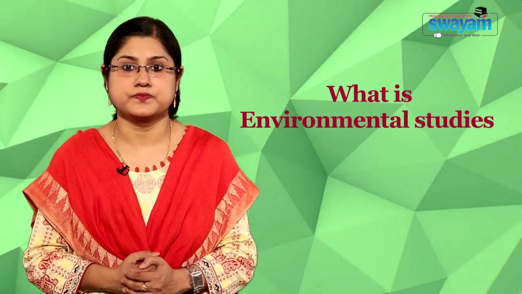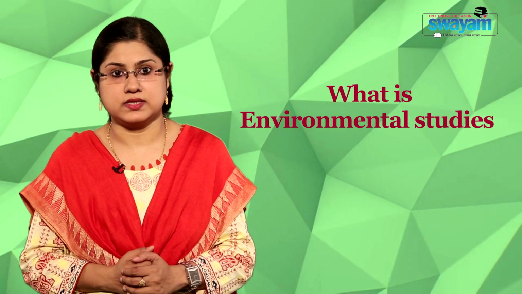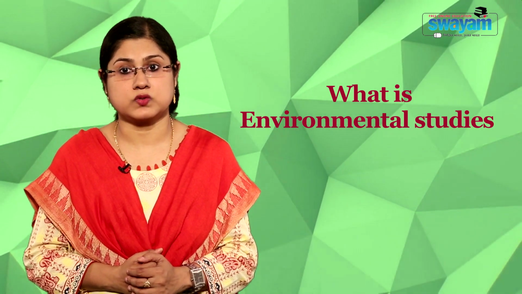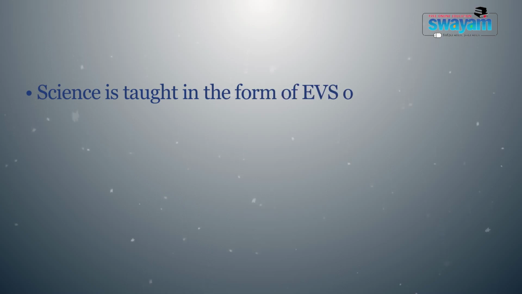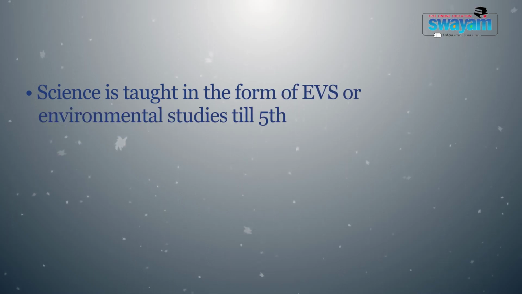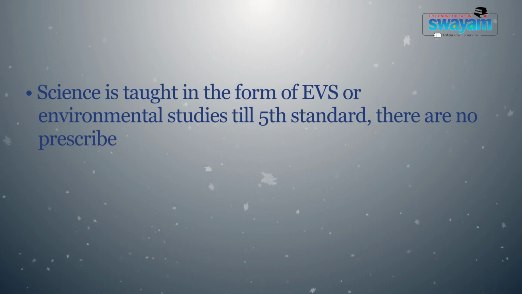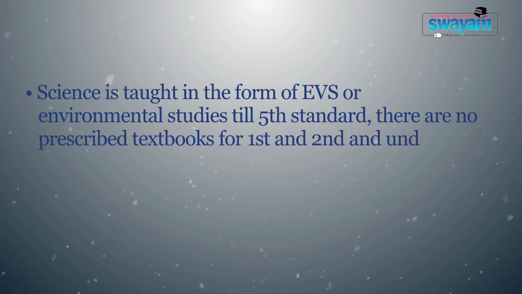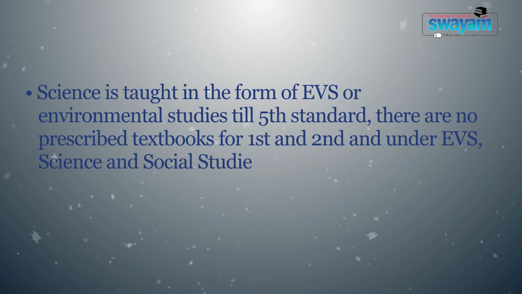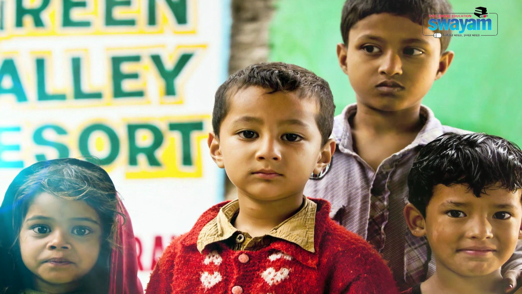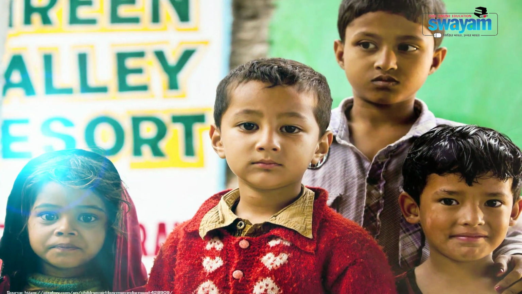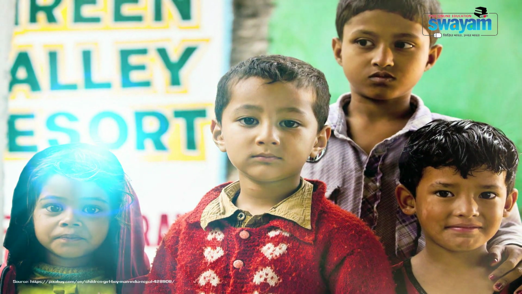Here we need to have a look at what environmental studies is. One of the meanings of environmental studies, especially in terms of school education, attaches it to primary schooling, where science is taught in the form of EVS or environmental studies till 5th standard. There are no prescribed textbooks for 1st and 2nd, and under EVS, science and social sciences are clubbed together. The main emphasis is on making children aware of their neighborhood, surroundings, peer group, family and society.